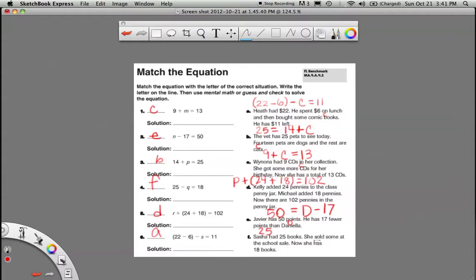She sold some at the school sale. Sold means she's getting rid of them or taking some away. And it doesn't tell us how many though, it just says some. So I'm going to call the sum that she sold B for books.